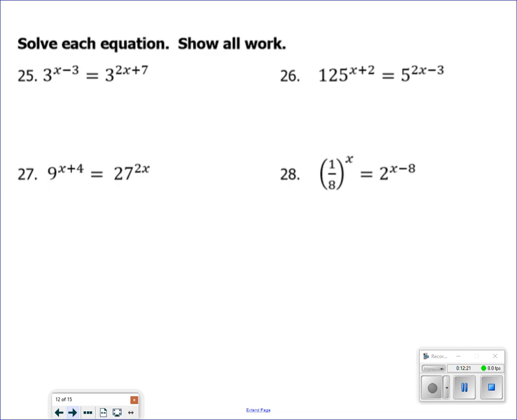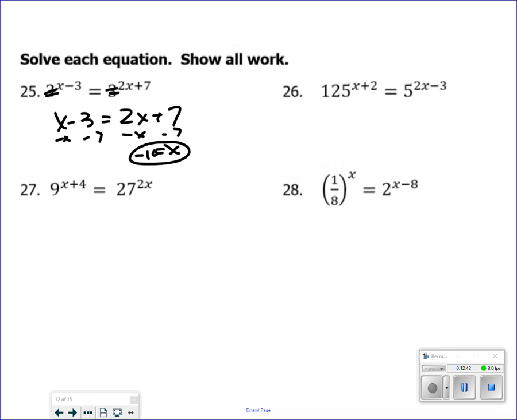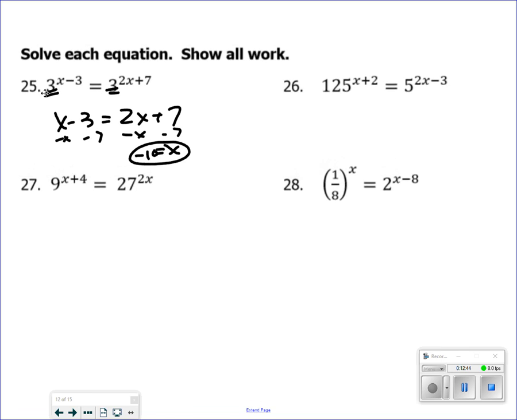Here's what I told my class. If the bases are the same, you can solve the exponents. So if the bases are the same, take the exponents and solve. So if I subtract x and I subtract 7, I get x to be negative 10. Now, what happens if the bases are not the same? That is the key question now.